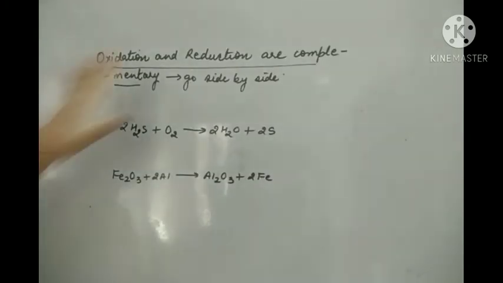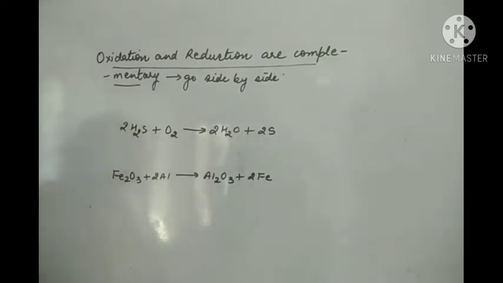Now oxidation and reduction reactions are complementary. They always go side by side. It is not possible that only oxidation is taking place or only reduction is taking place. If one substance is oxidized, simultaneously another substance is reduced. For example, oxidation means addition of oxygen. So who is supplying oxygen? The other substance which is supplying oxygen. It is oxidizing the other, but itself it is reduced.